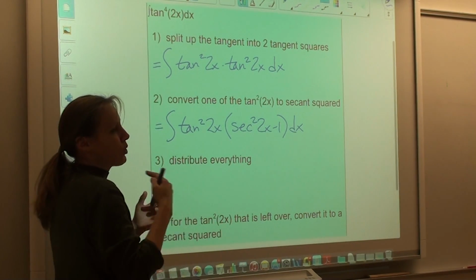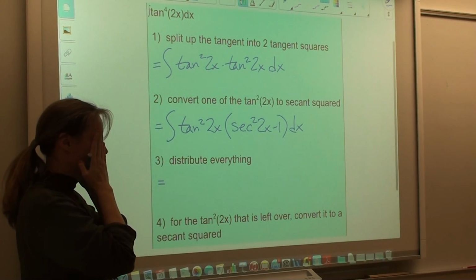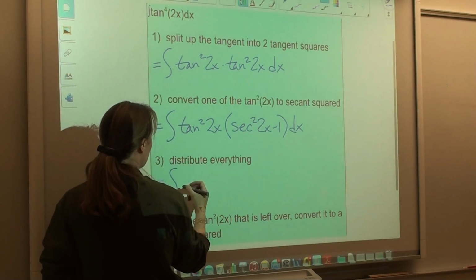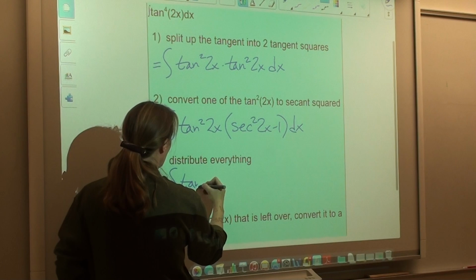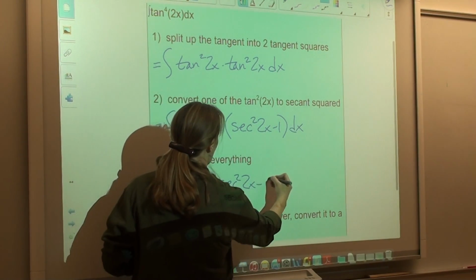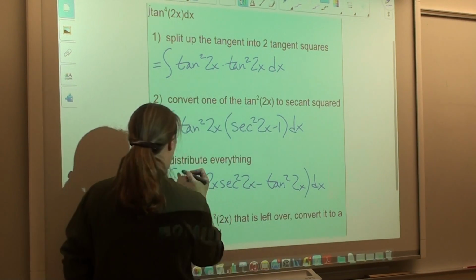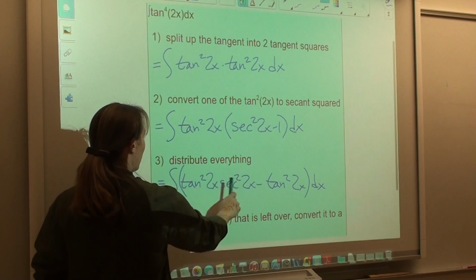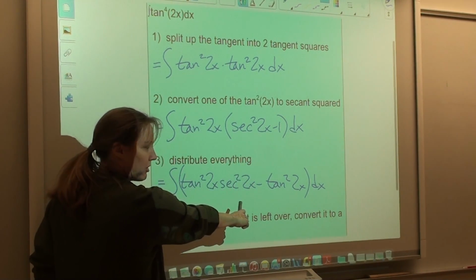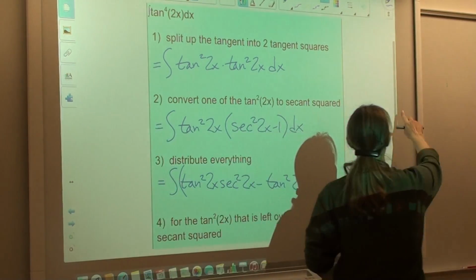Sometimes these problems require you to kind of play with them a little bit, right? Sometimes you might want to think, well, shouldn't I just convert them both to secants, or what should I do? In this case, it actually becomes easier if you distribute it out like that. This problem then is a u sub problem. Your u is tan, your du is secant squared. This guy you have to rewrite in terms of secant squareds.